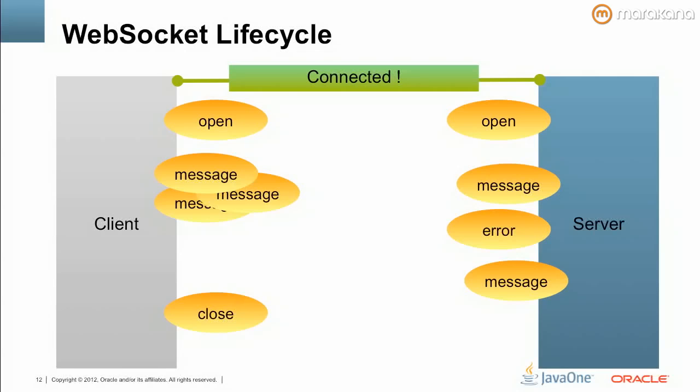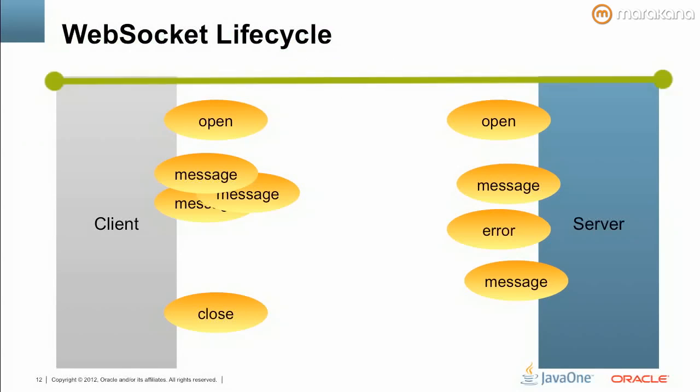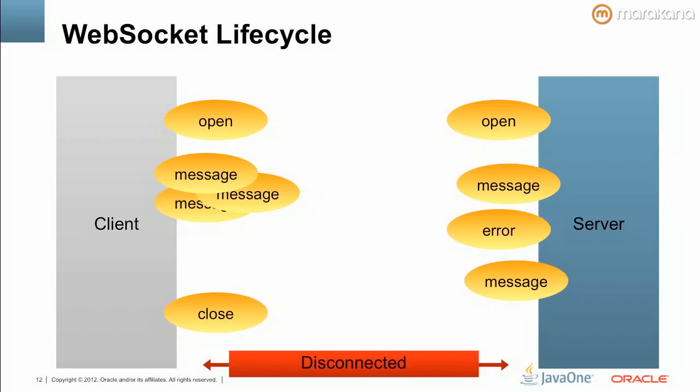And finally, one of them, either client or server, could initiate the termination, in which case the connection is terminated and all that state is lost. So that's sort of the flow you would see. Now remember, the number of messages on the client need not equate to the number of responses on the server.